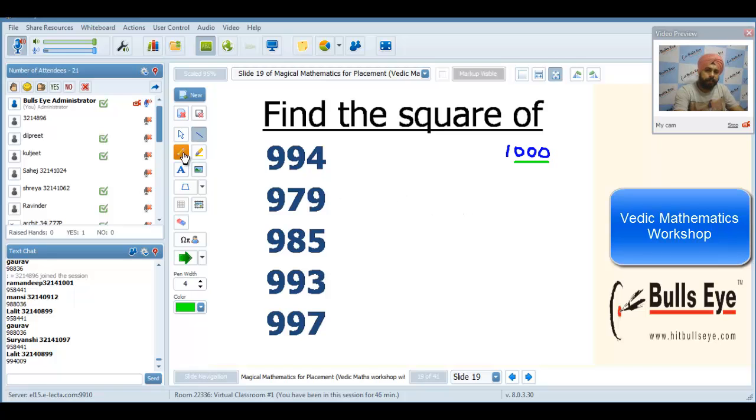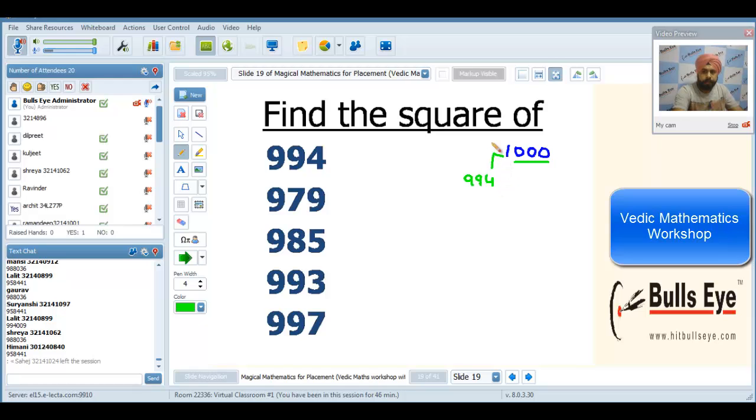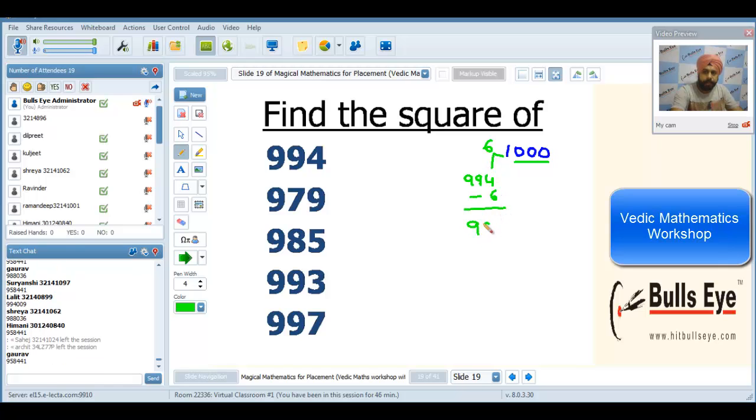So just for the clarity of some of you, if we take the number as 994, this is 6 less than the base. We subtract 6 to get 988, and as far as the right hand side is concerned, we have to write 3 digits, and what we have to write is the square of 6. So we place a 0 of our own. Our answer is 988036.